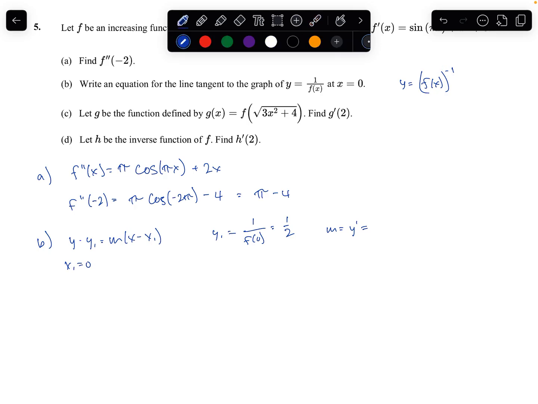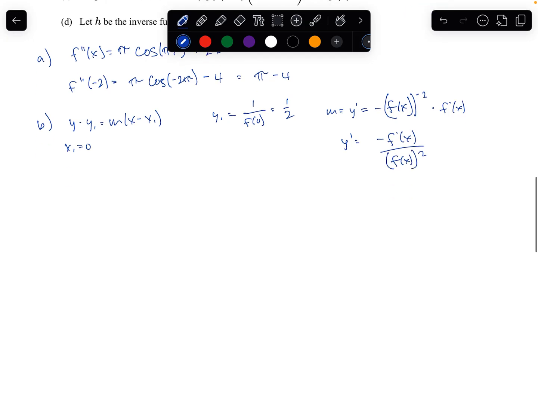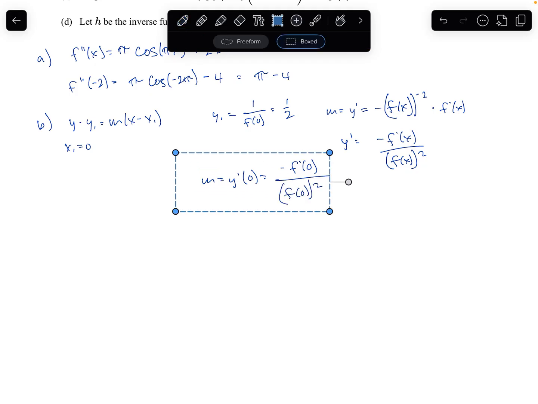And so when I take the derivative, that's going to be negative f of x to the negative 2 times the derivative of the inside, so times f prime of x. So y prime is going to be equal to negative f prime of x over f of x squared. And then m is going to be equal to y prime at 0. That's going to be equal to negative f prime of 0 over f of 0 squared.